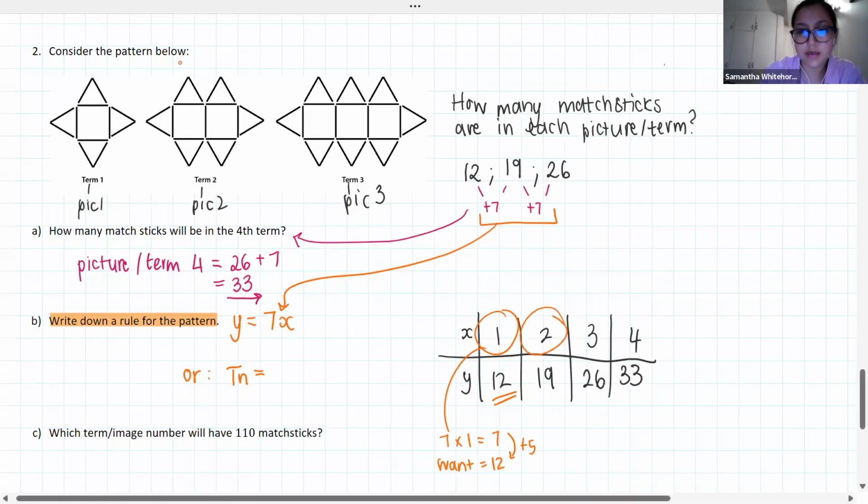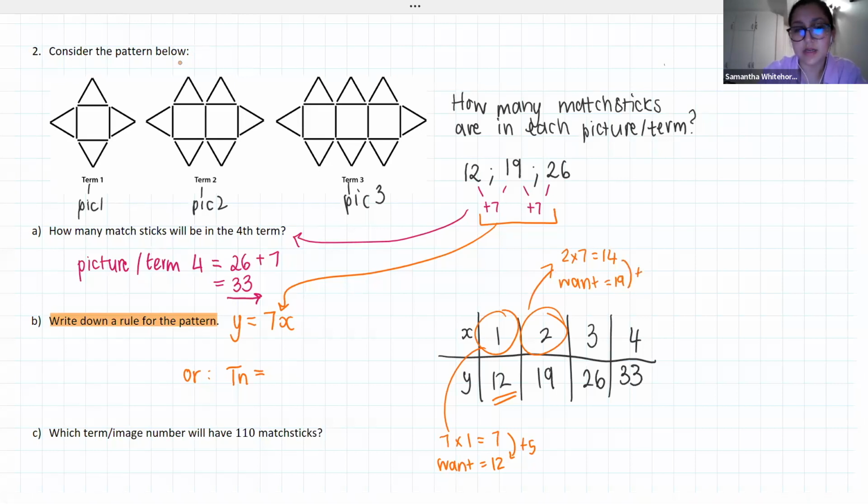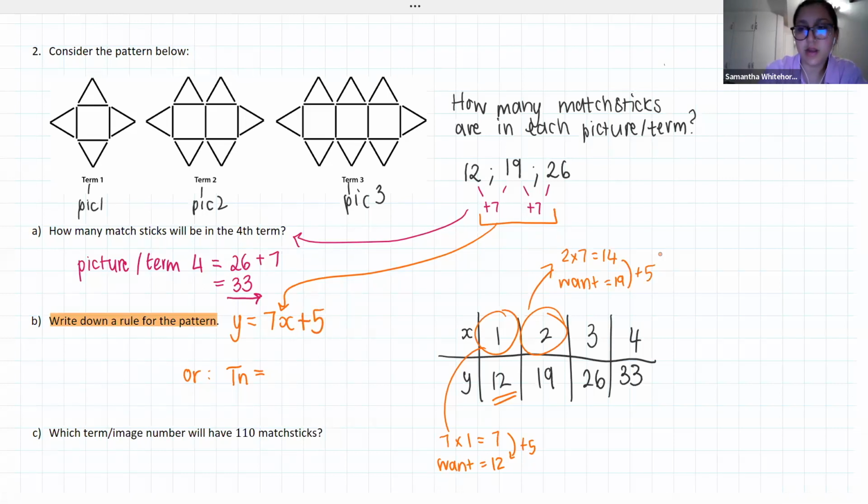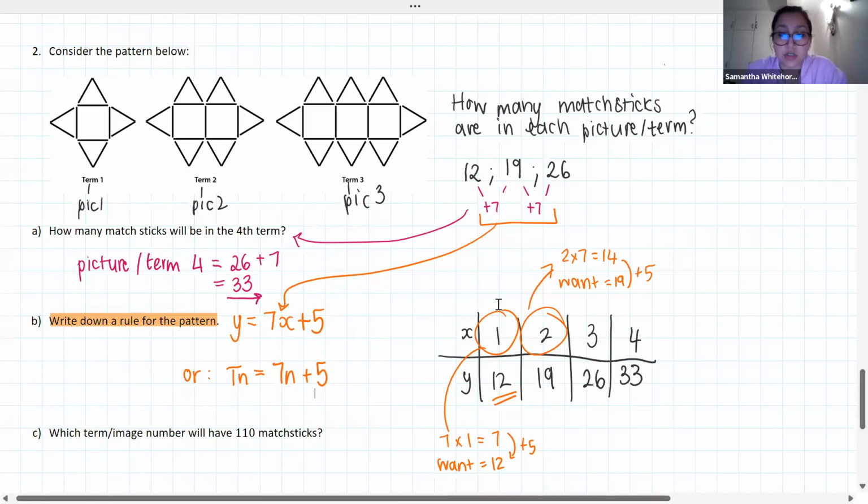Let's double check. Here's 2. 2 times 7 gives me 14. I don't want 14. I want 19. So if I add 5, that gives me 19. So my rule here is going to be 7x plus 5, or Tn is equal to 7n plus 5. Again, I don't mind what you use. It's up to you and what you've been told to do, but that's our rule.